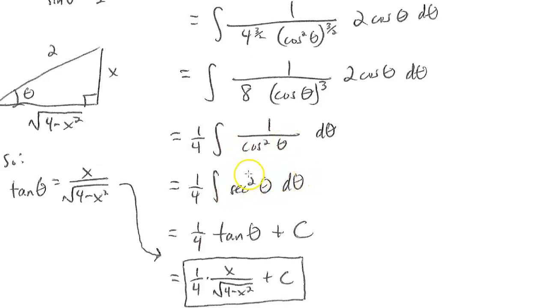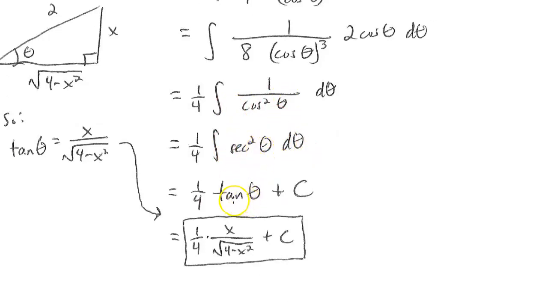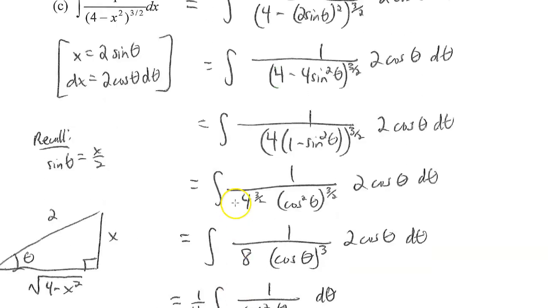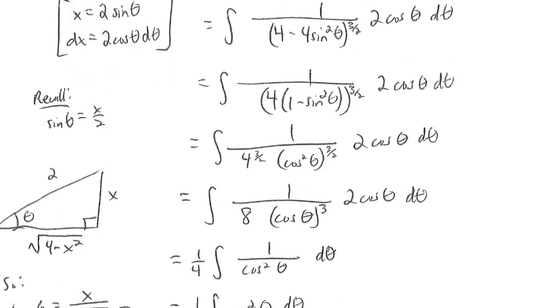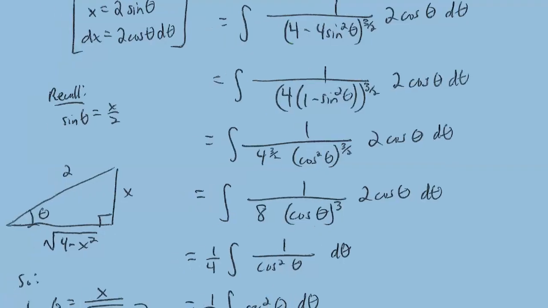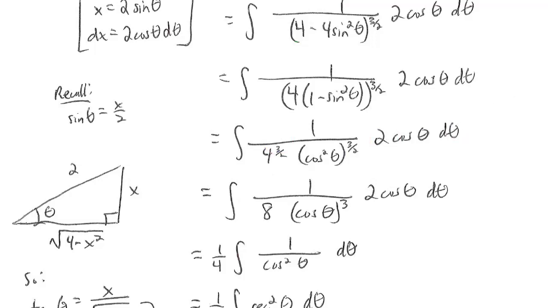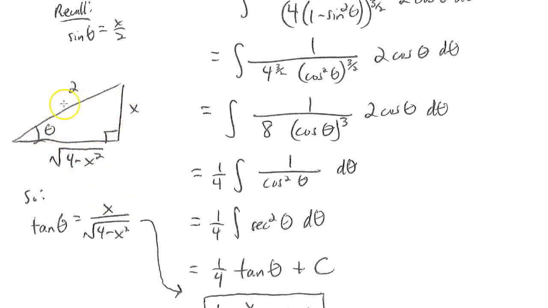And actually, it's easy to integrate secant squared. It's just tangent, right? The derivative of tangent is secant squared. So we have 1/4 tangent theta plus c. So the question is, what's tangent theta? Well, according to our original substitution up here, sine theta should be x over 2. So drawing our triangle, we see that opposite over hypotenuse should be x over 2. And then this leg of the triangle, according to the Pythagorean theorem, should be the square root of 4 minus x squared.